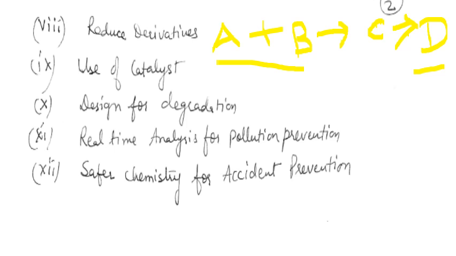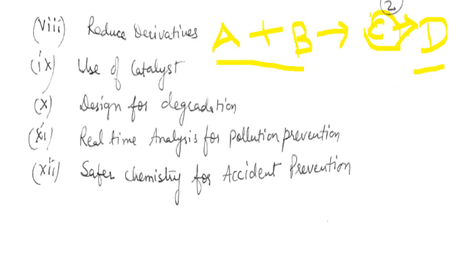This should be minimized. The C formation should be minimized. So unnecessary C is being produced. So we do not want C. Such kind of green synthesis should be accepted when we go for producing D directly. So that's the principle, reduce derivatives.